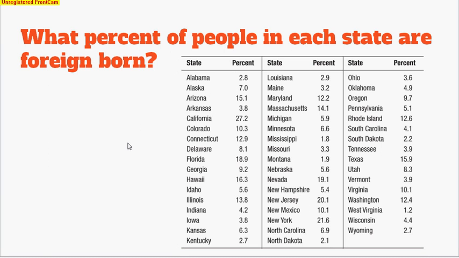What percent of people in each state are foreign born? For example, in Alabama, 2.8% of the population was born outside the United States, whereas some other states have a lot higher. For example, California has 27.1% of the population born outside. This is a lot of data, a lot of big and different numbers, so I really want to find a way to organize it nicely.